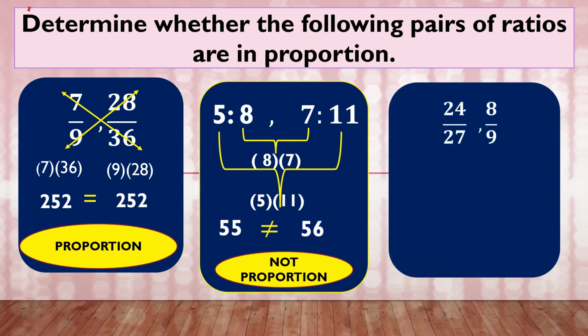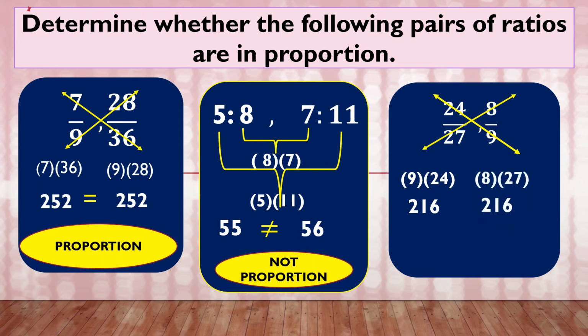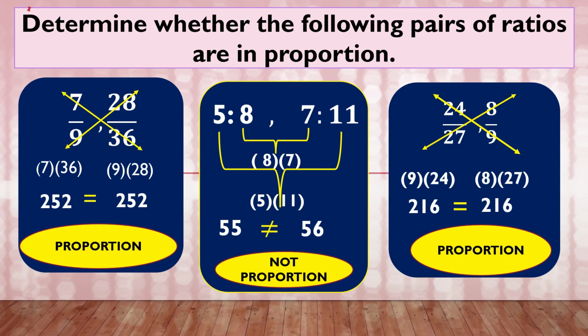What about this one? 24 over 27 and 8 over 9. So once again, let's just do the cross multiplication. So 24 times 9 is equal to 216. 27 times 8 is equivalent to 216. So obviously, their cross products are equal. So we can now conclude that it is a proportion. Another one.